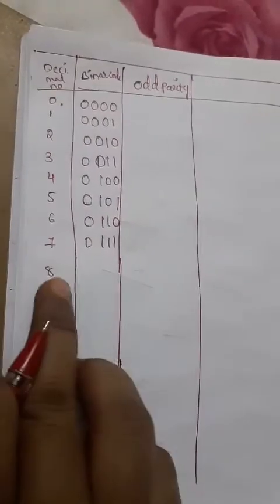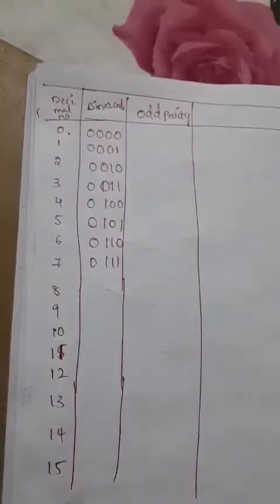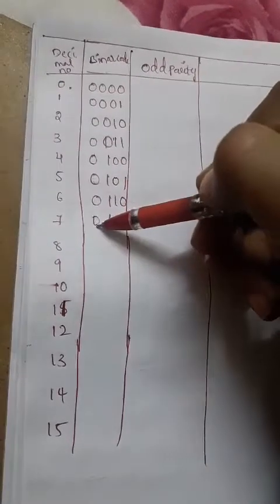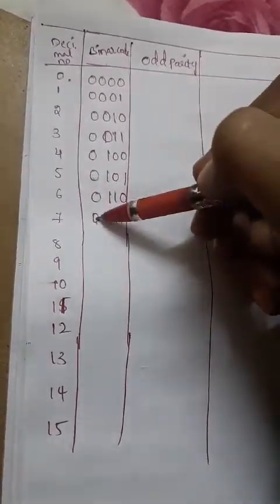From 8 we need to write the binary codes. Whatever we have from 0 to 7, just copy those values. The same values will be copied here, but the first digit is replaced with 1. For 0 to 7 the first digit is 0, but for 8 to 15 that 0 will be replaced by 1. The remaining 3-digit code is placed as it is.